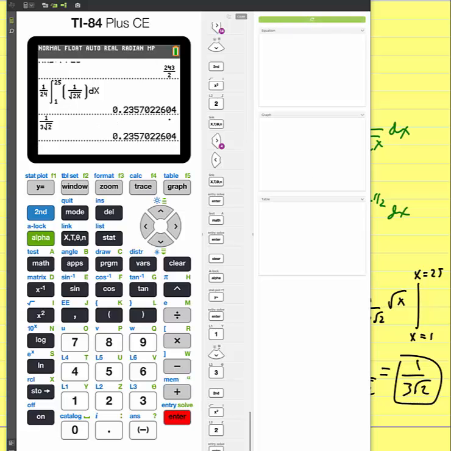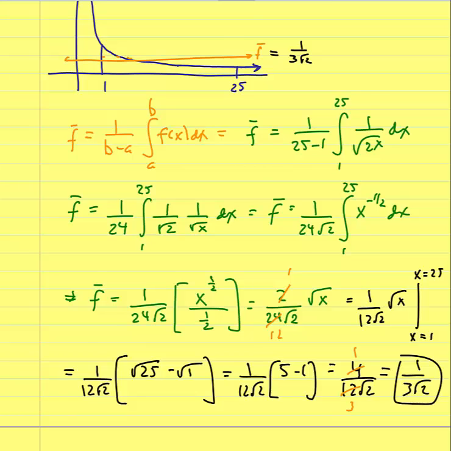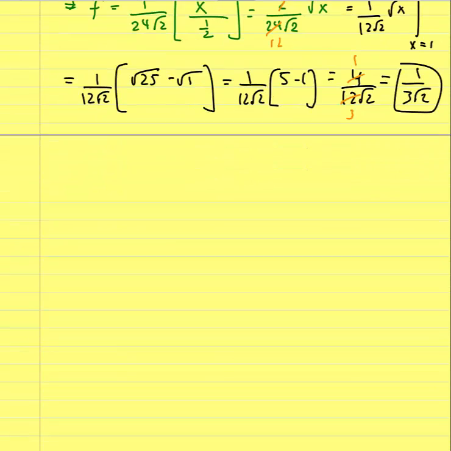Now, on a test, a quiz, or a handwritten homework, this is not an acceptable answer. This is a way to check your answers. The answer we want is 1 over 3 root 2. So make sure that you are showing all of your work in order to receive credit. This will receive nothing. It's just a way to check your work. So that's an example of finding the average value of a function.